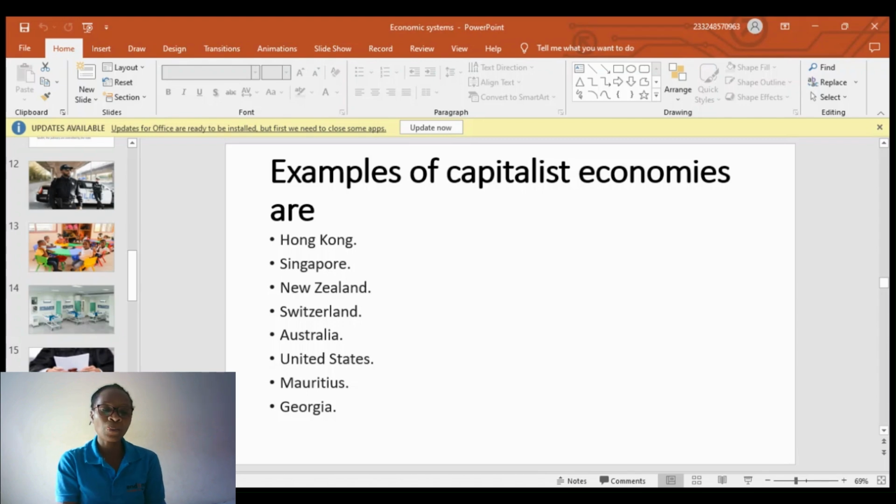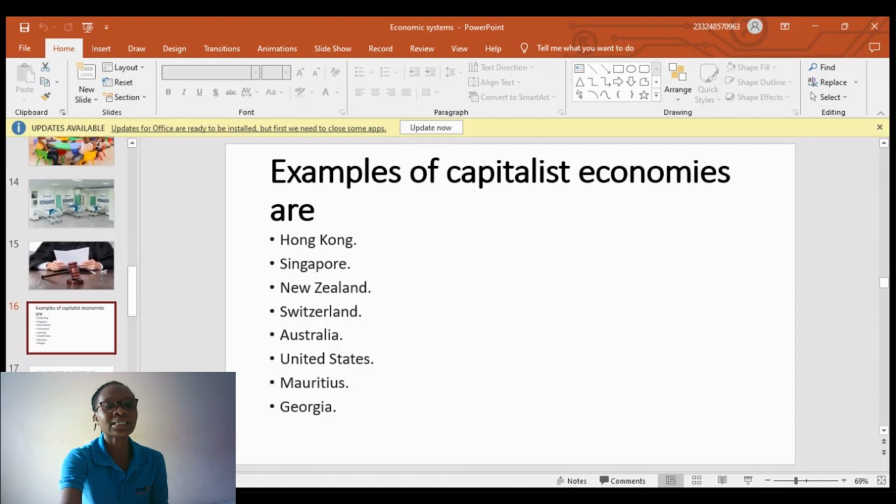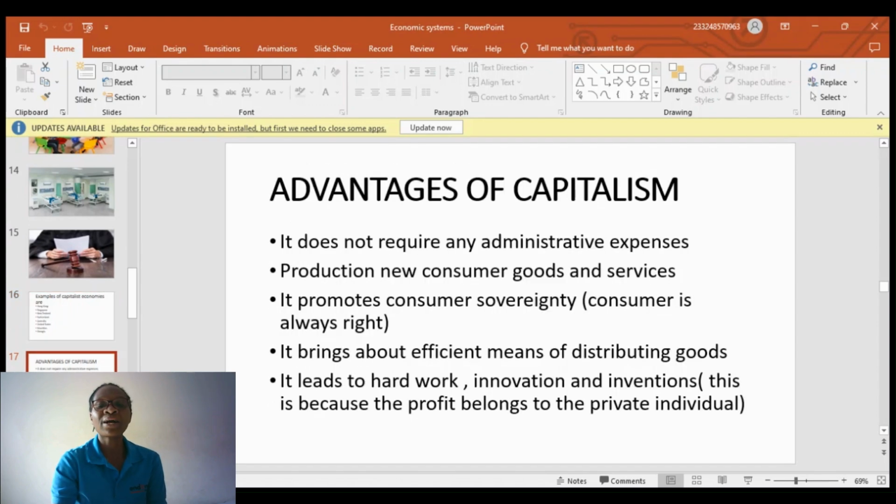So you see the government involved in the provision of these services. These are some of the countries that are practicing the capitalist economic system. You can Google and find more of such countries, and find out, even for your own country, what kind of economic system they are practicing.